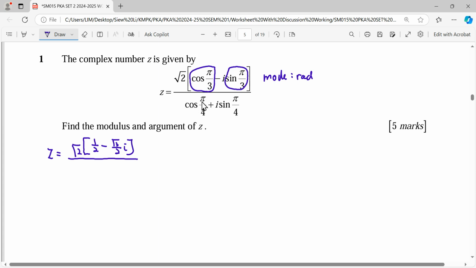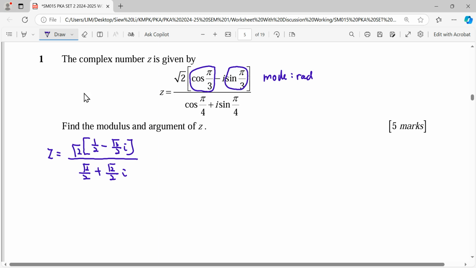So cos pi over 4, it will give you root 2 over 2. Sin pi over 4, it will give you root 2 over 2 also. Alright, so we can see our complex number is in division. You can see conjugate at here. Then what can we do now is multiply with its conjugate.